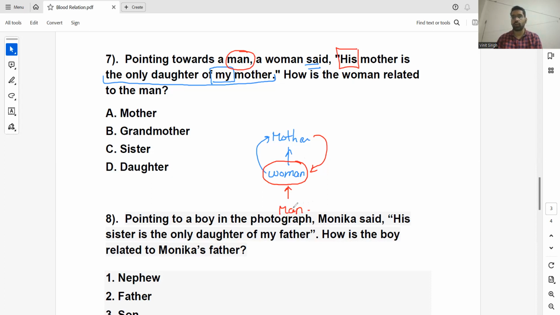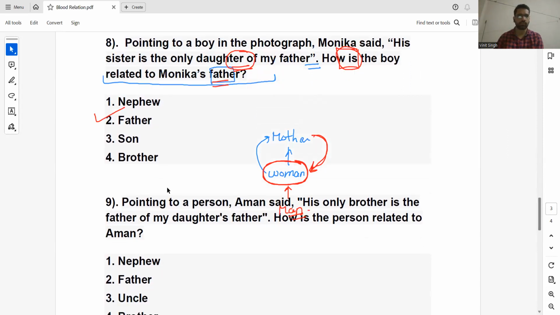Clear? First of all, you will start from "my". Here, my mother, my mother's only daughter, is the same woman herself. His mother. "His" is used for that boy. Now that particular woman is the mother of that man. So how is the woman related to that man? She is the mother. Clear?